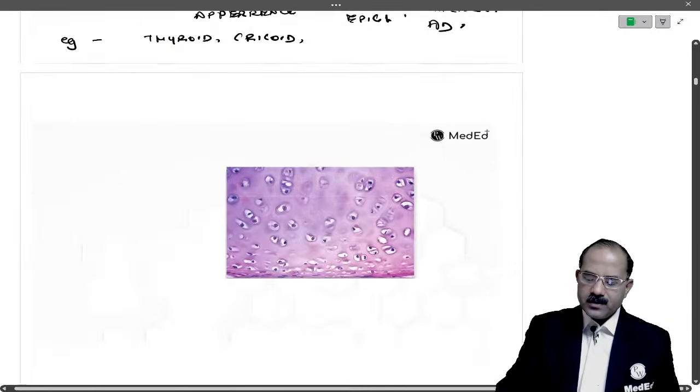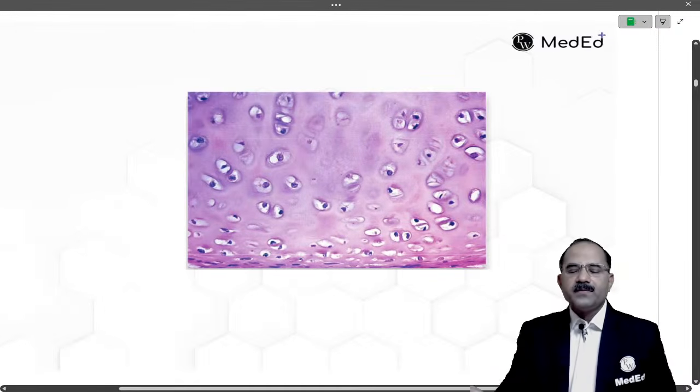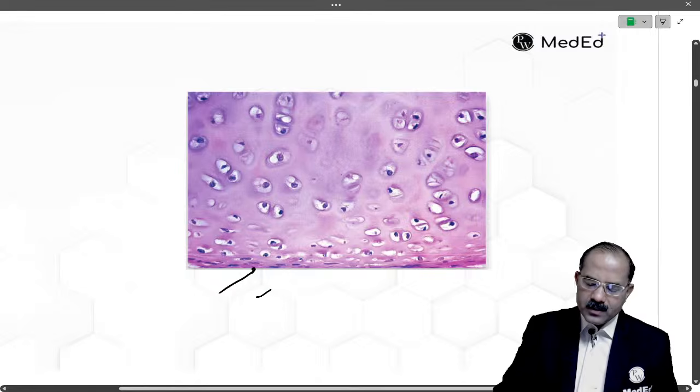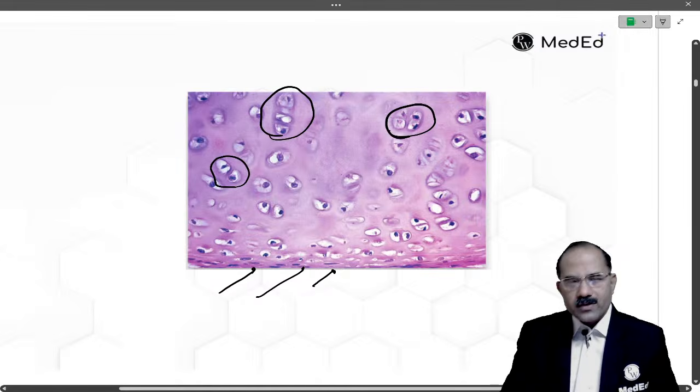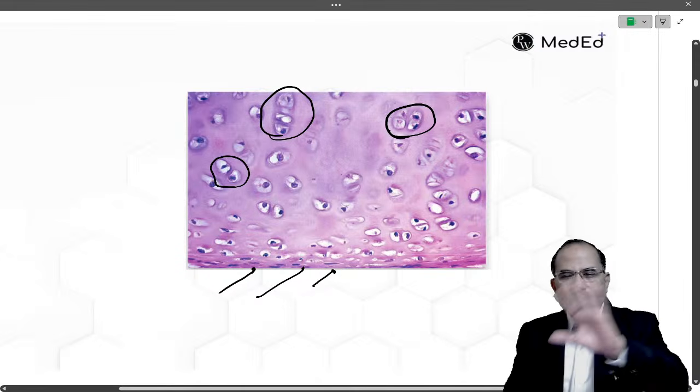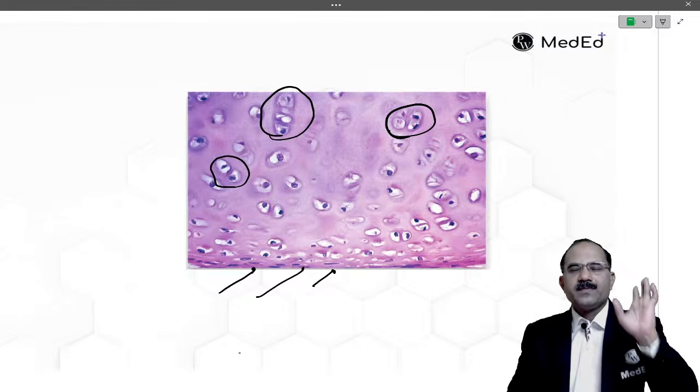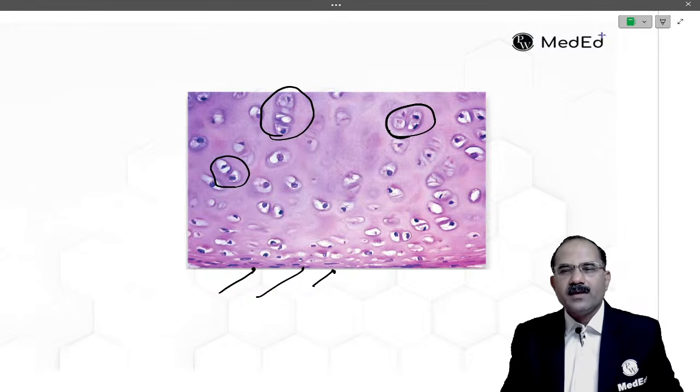But this concept, tell me now. Look at this slide. You can see this perichondrium. Yes, this here is the perichondrium. These are the chondrocytes. You can see these chondrocytes in a group. What do we call this? A cell nest. And the matrix is ground glass appearance. It is, right? So this is a hyaline cartilage.